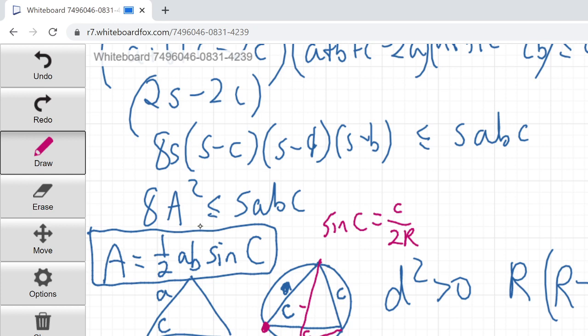So then what you get is the area. Wait, the C's all look the same size. Which one is little c? The big C is the angle, and the little c is the side. That's a big C, yeah.